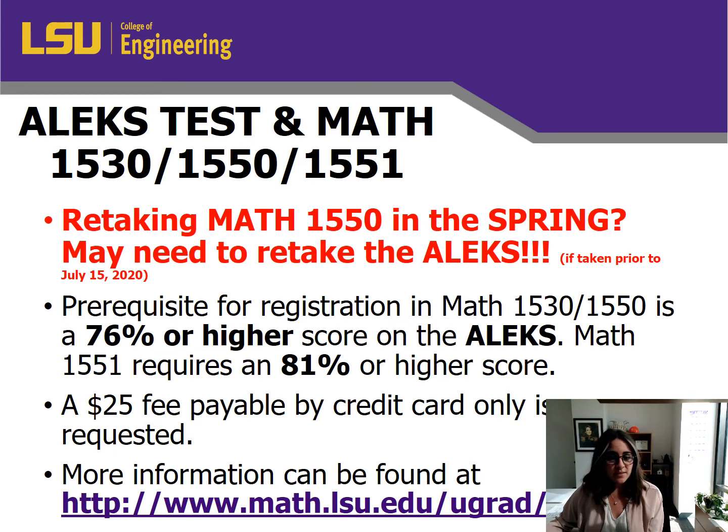You will need the ALEX exam to take 1530, 1550, or 1551. You're going to need a 76 or higher if you want to take the basic calculus, and you will need an 81 or higher in order to take the honors version. It's $25, you can take it online, and it takes about 24 to 48 hours for it to show up in the system, but once it does, you will be able to schedule the courses that you need.